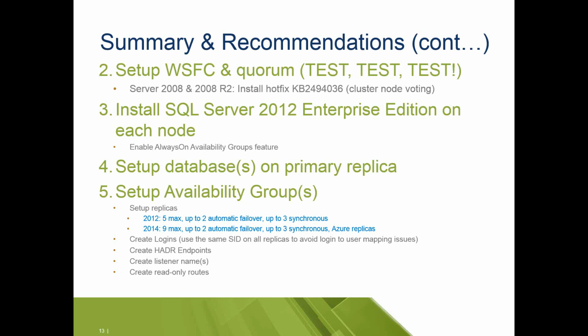As far as limitations are concerned, in SQL 2012, you can have 5 total replicas, including your primary. 2 of those are allowed to be automatic failover partners. Up to 3 of them can be synchronous commit. And in SQL 2014, they've upped the maximum to 9 total replicas. Again, 2 automatic failover and 3 synchronous commit. And now you can also have a replica in Azure. And Azure can kind of be your disaster recovery site, which is pretty cool.